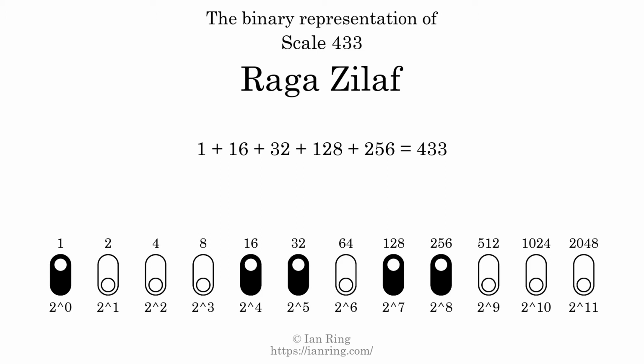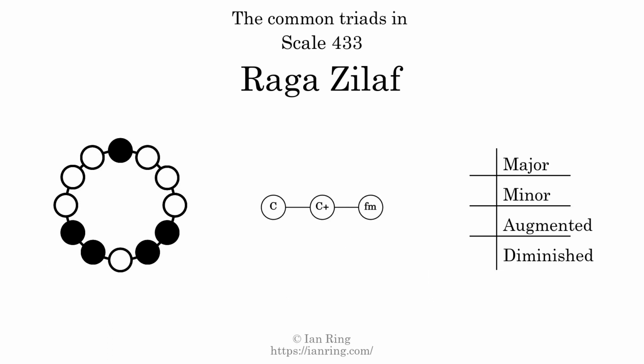The scale number not only enumerates the scale with a unique index, but it also literally describes the tonal content of the scale. Represented as a binary number in base 2, the scale number is 0001101100001. Here are the common triads present in this scale.